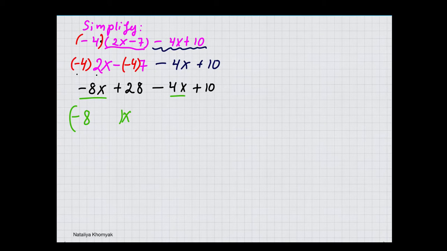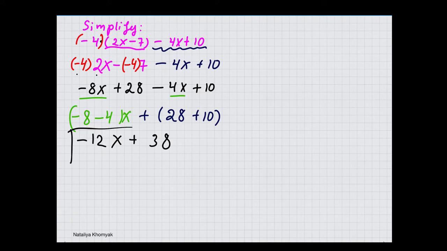Negative 8, negative 4, plus 28 plus 10. Same sign, we look for sum. So the sum will be negative 12x plus 28 plus 10, 38. And this is our solution.